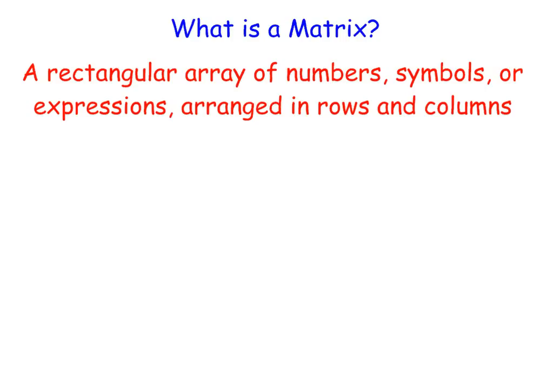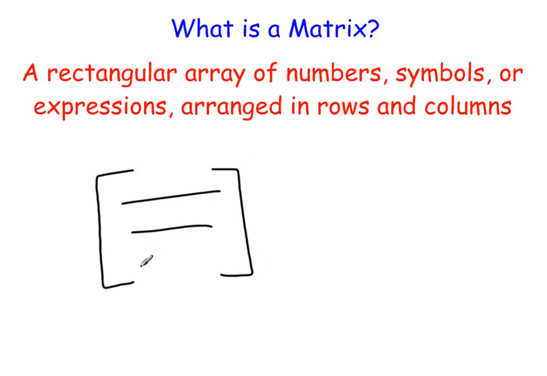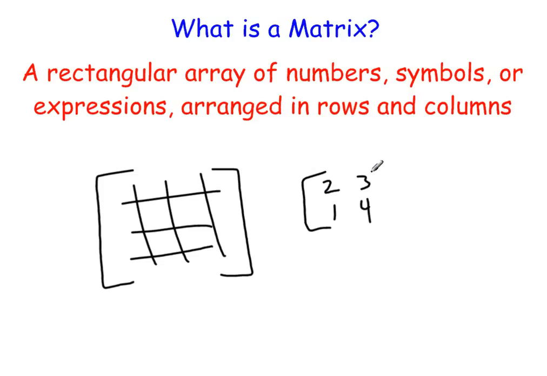It's a rectangular array of numbers, symbols, or expressions arranged in rows and columns. So what we do to show that is we use these brackets, and we will have rows of information. And then we will look at the columns of information that we have. So for example, if I put 2, 3, 1, 4, this is considered a matrix. It's rectangular in shape, and it's an array of numbers. It could have been symbols or expressions arranged in rows, so this one has 2 rows and 2 columns.